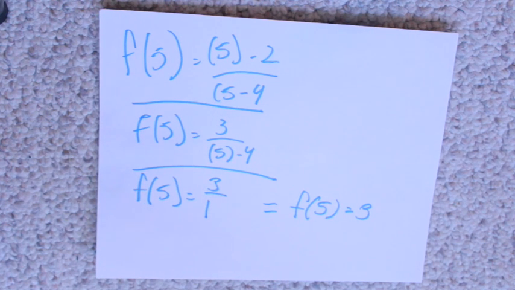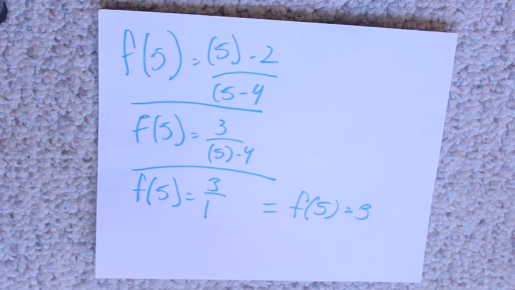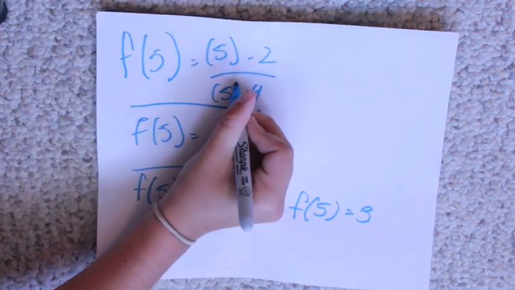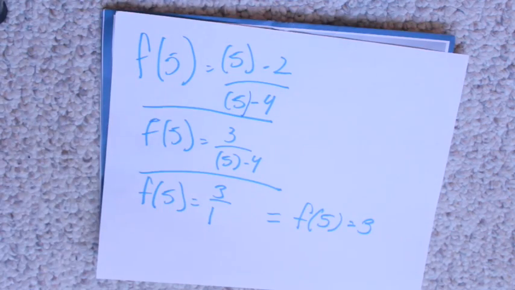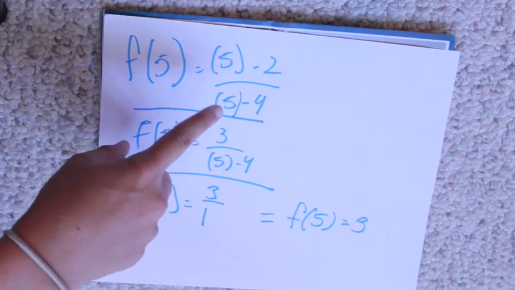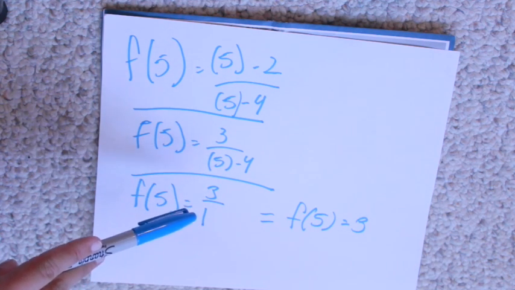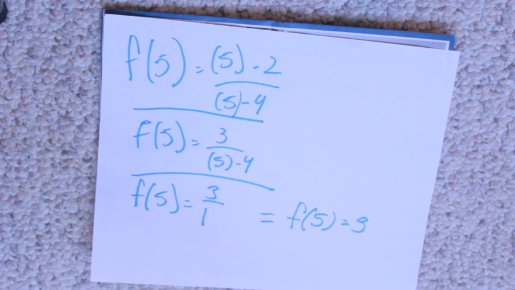Same thing as we did before, finding the y value at x equals 5. So we plugged in 5 into our x spots. And then what we did next was we subtracted 2 from 5, which got us to 3. And then we subtracted 4 from 5, which got us the 1. So then we did the same thing again, divided it, and then the final answer would be 3.